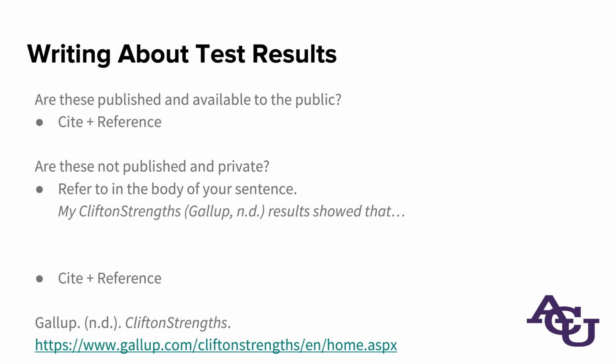So, "My Clifton Strengths (Gallup, n.d.) results showed that..." The Clifton Strengths and the parenthetical citation identify the test that you took. The results themselves don't have a citation because no one can just go and look up your test results. Those are private to you. And then again, if you're referring to the test itself, Gallup is the author, the corporate author, and because there's no date on the page, N period D period. Clifton Strengths, with that odd capitalization in the middle, because it is a proper noun, we keep that.